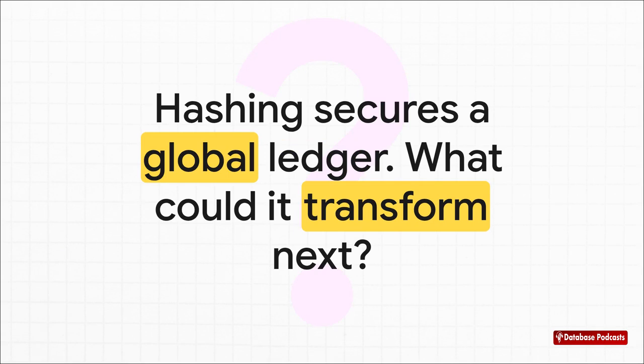But it really does leave you with a fascinating thought, doesn't it? This one simple mathematical function is powerful enough to secure a global, decentralized financial ledger. So the real question is, what other systems in our world could it transform next? Voting? Supply chains? Something to think about.